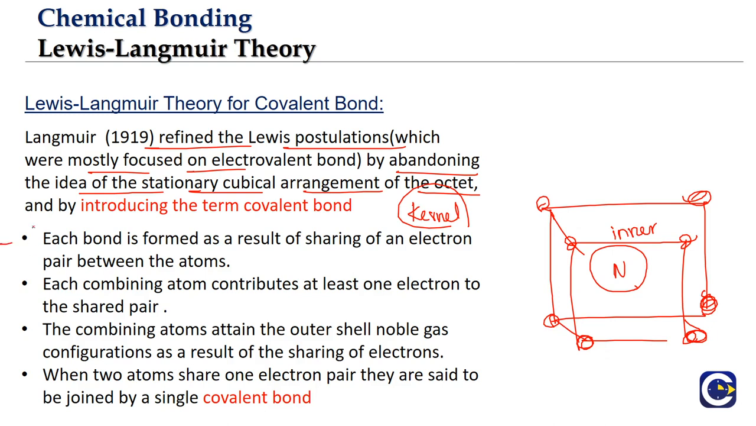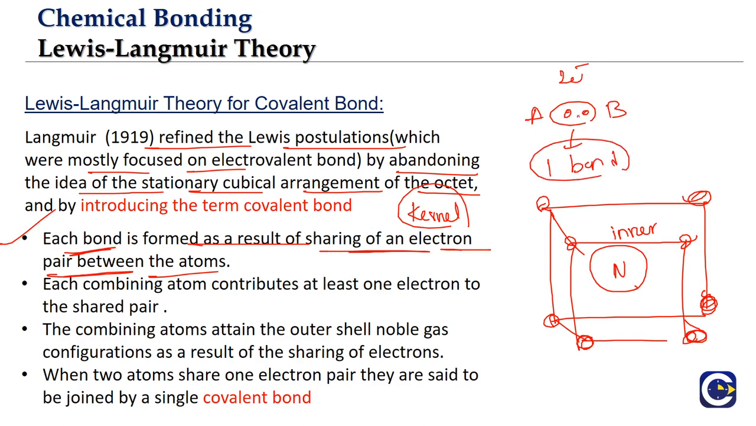And the important postulates of the Lewis-Langmuir theory: one, the idea of a bond formed by the sharing of electrons, that is the covalent bond. Each of these bonds will be formed as a result of sharing of an electron pair between the atoms. Say for example, we have atom A and atom B. They share a pair of electrons. Pair means 2 electrons. When they share a pair of electrons, we say one bond is formed.